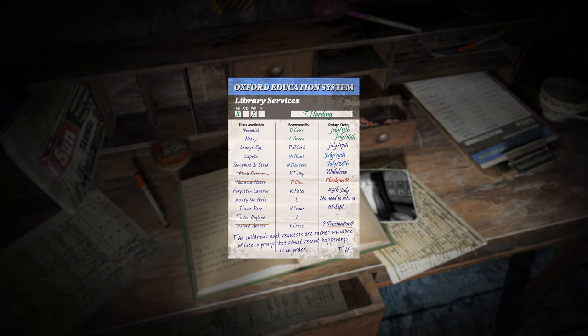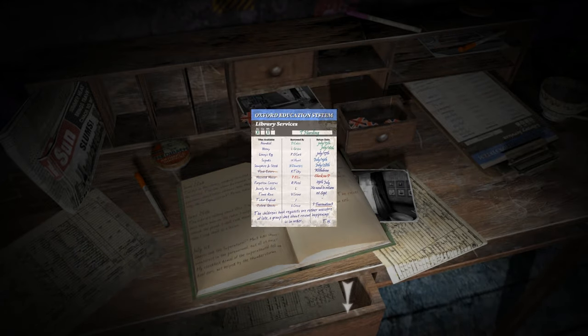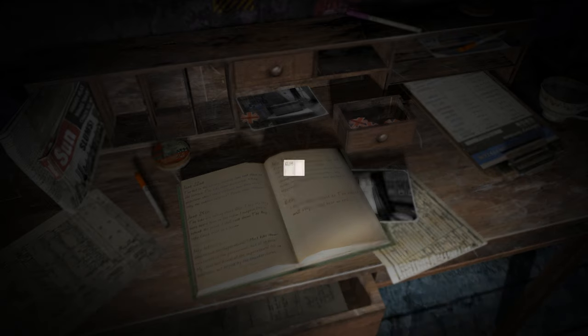Jaunty for girls, no need to return. Why? Oxford ghosts. Fascination? Question mark. The children's book requests are rather macabre of late. A group chat about recent happenings is in order. Oxford Ghosts. We have that, don't we? Yeah.